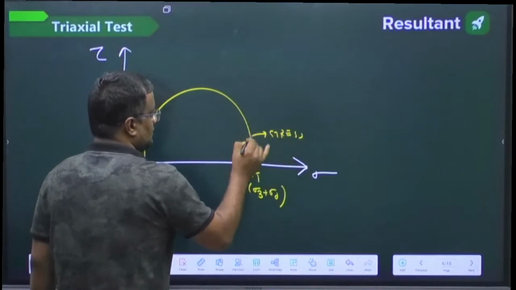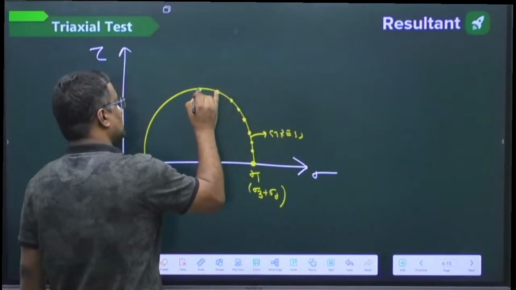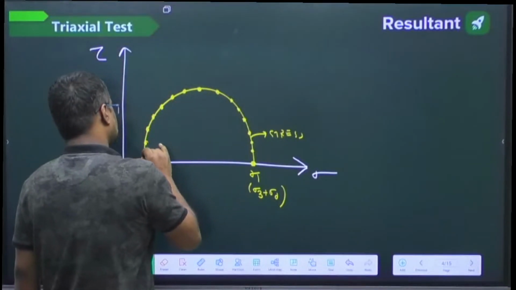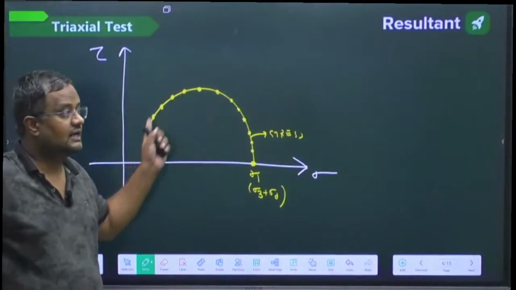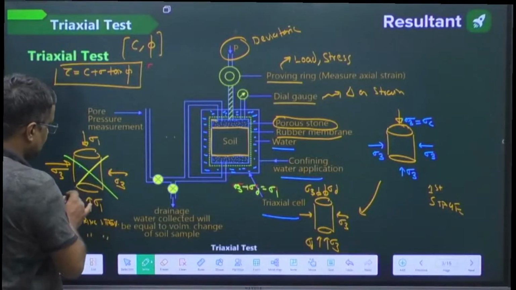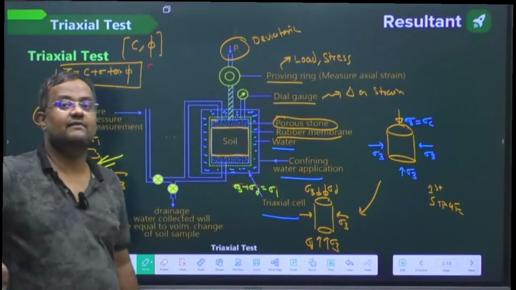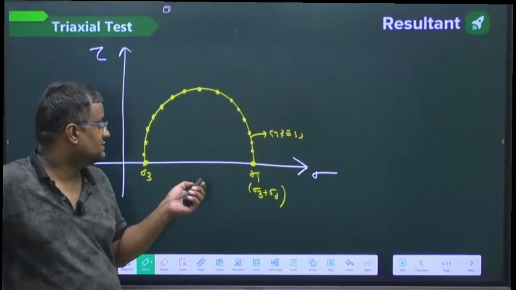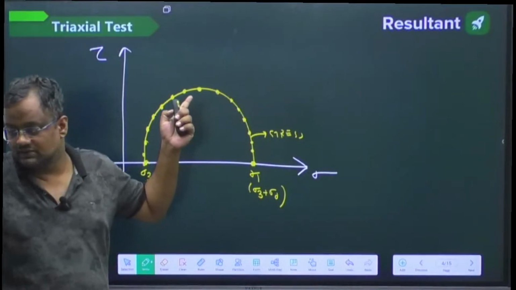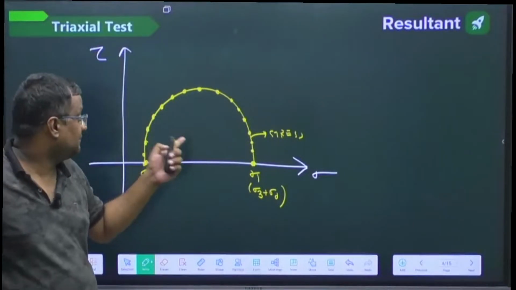What do all these points denote? These are the stresses at different planes. How many planes are there? There are infinite planes, right? So infinite planes will have infinite normal stresses and shear stresses, and all of them are represented by these points.